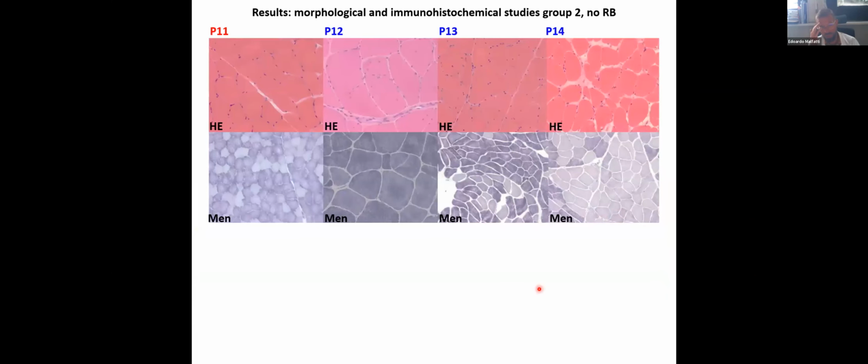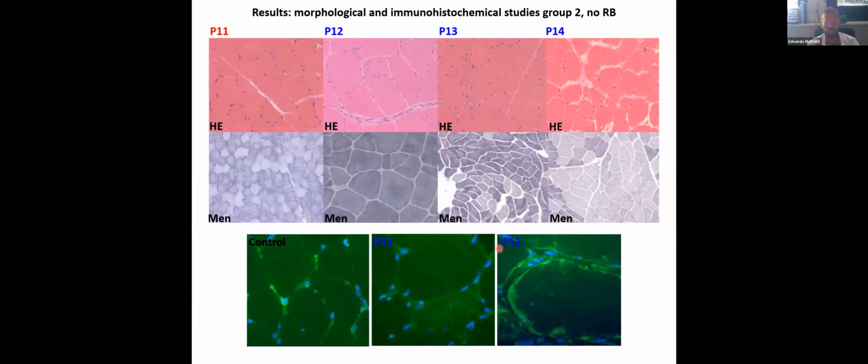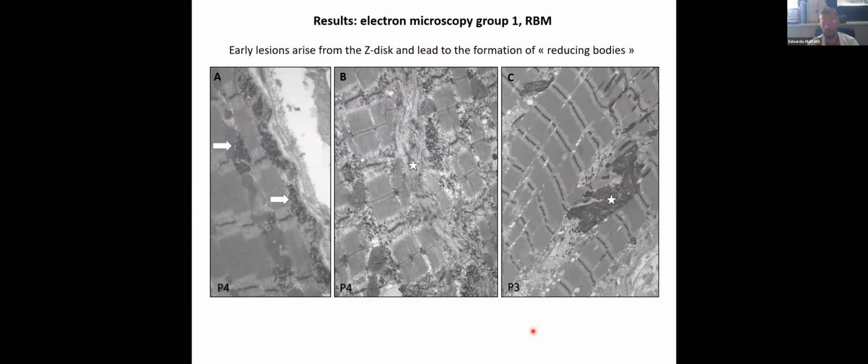These are the histopathological findings by light microscopy of group 2, where we didn't find any reducing body. Here you have the menadione, and also when we did immunofluorescence for FHL1, what we found is that there was a kind of reduction or small, not very consistent accumulation, maybe only at the sarcolemma, subsarcolemmal areas. But let's go into the electron microscopy studies.